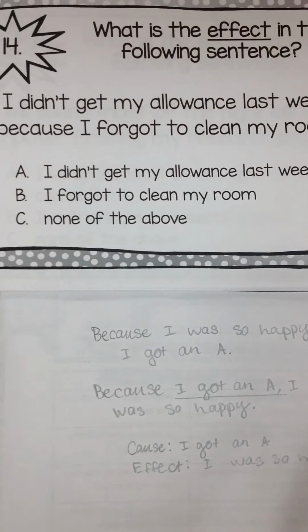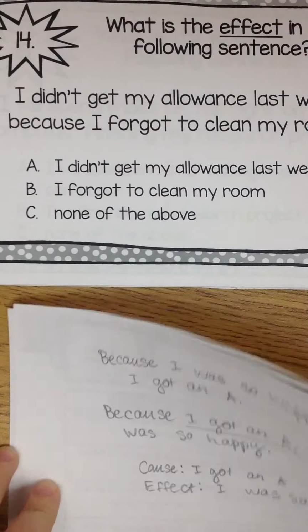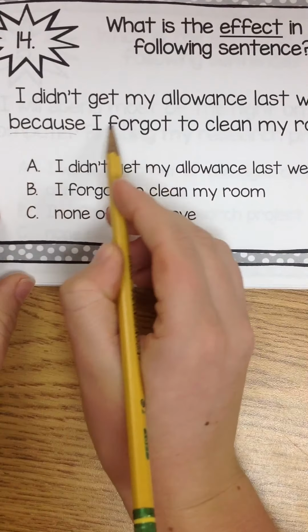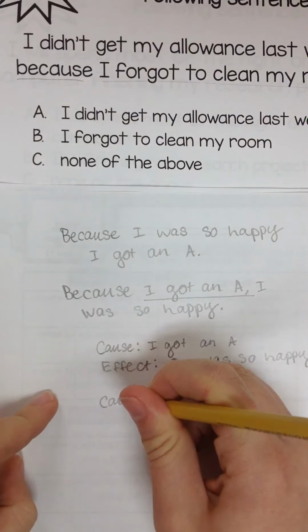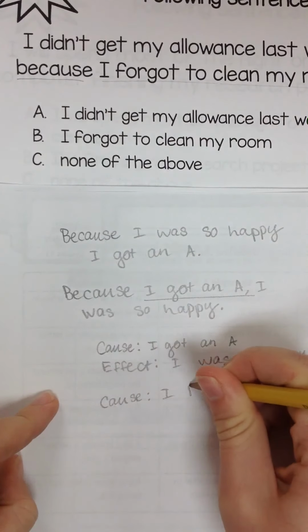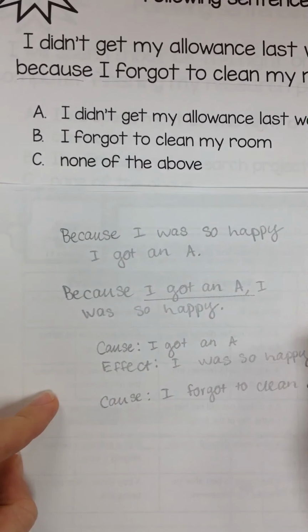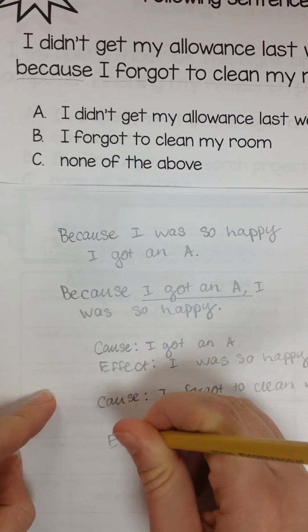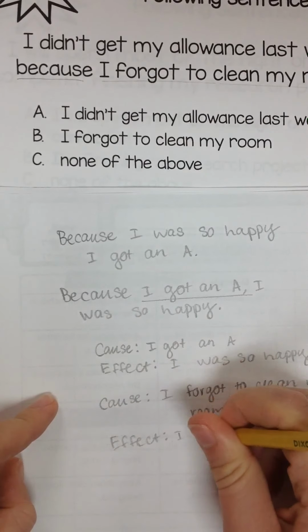All right, let's look at another one. I didn't get my allowance last week because I forgot to clean my room. Well, you know what? This one's awesome because it already has the word because. So whatever comes after that word because, that has to be the cause. So for this one, our cause is I forgot to clean my room. And our effect is I didn't get my allowance.